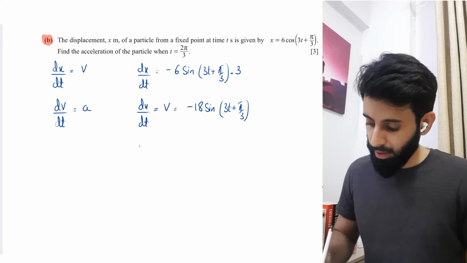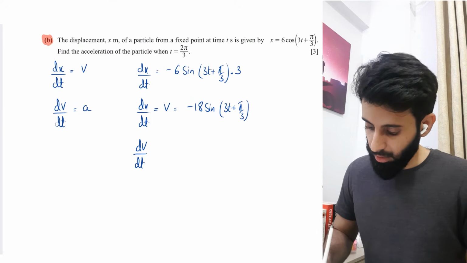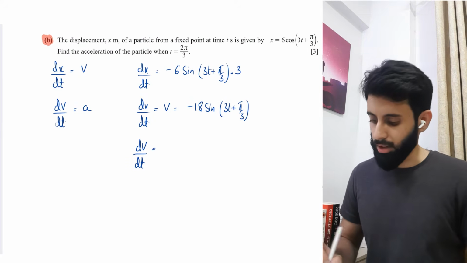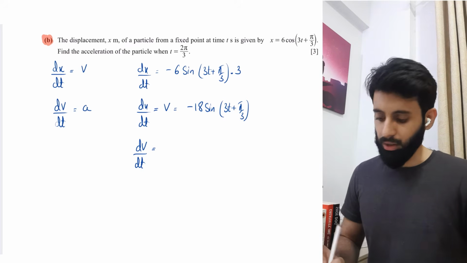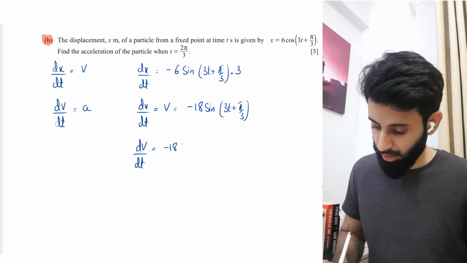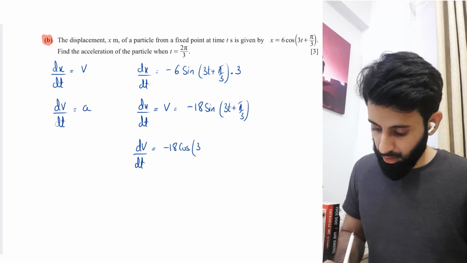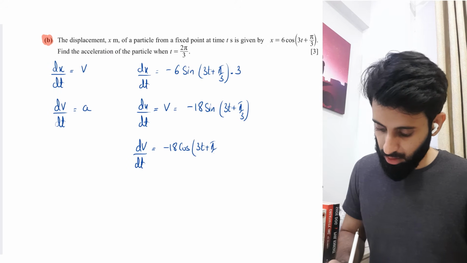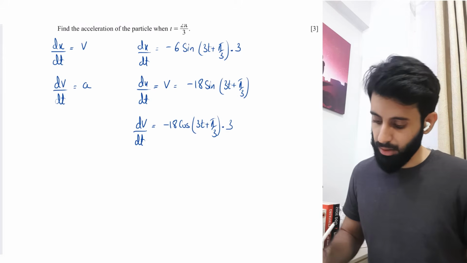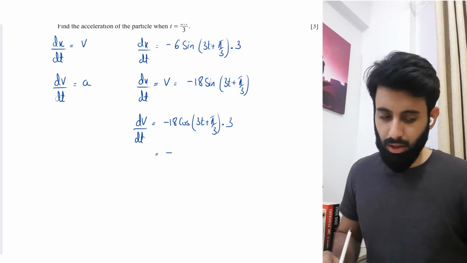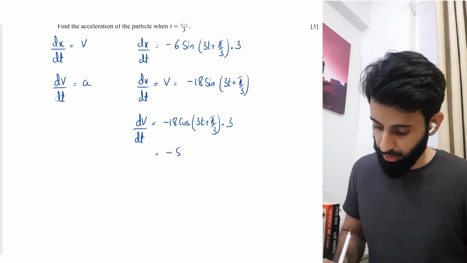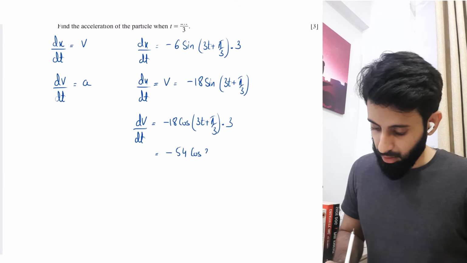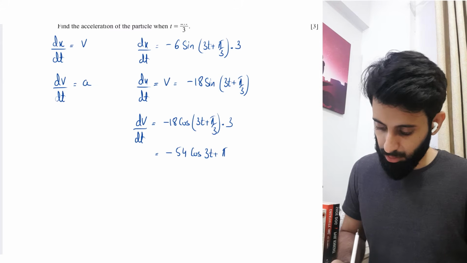Okay, now I'm going to differentiate velocity again with respect to time so that I have acceleration. Now the derivative of sine is cos. So we're looking at minus 18 cos(3t plus pi by 3) times 3, which is equal to, 18 times 3 is, I don't want to risk it, 18 times 3 is 54. Yep, so minus 54 cos(3t plus pi by 3).